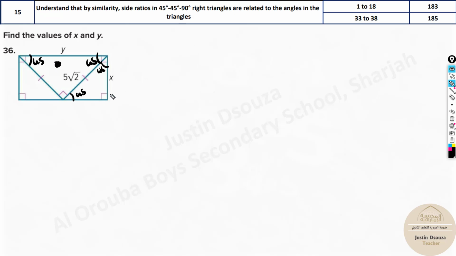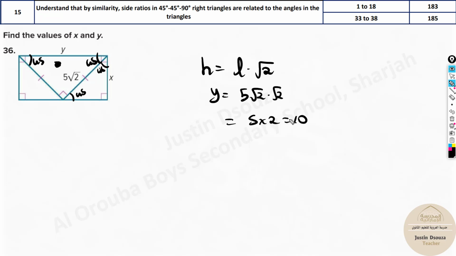What happens over here? Now the formulas are not the same. Over here, the hypotenuse is given by the leg multiplied by root 2, not root 3. And we will just substitute. The hypotenuse Y equals leg, which is 5 root 2, times root 2. The answer is 5 into 2, that is 10. Y is 10.